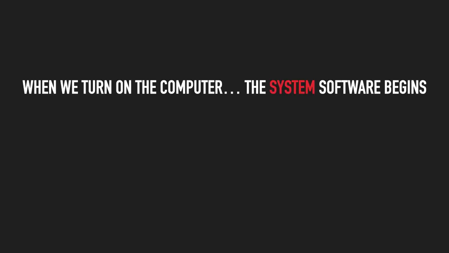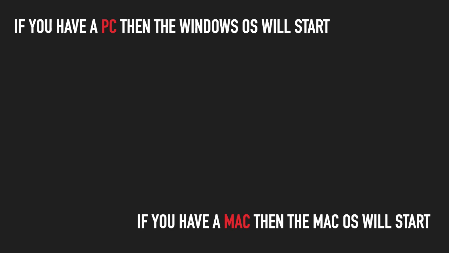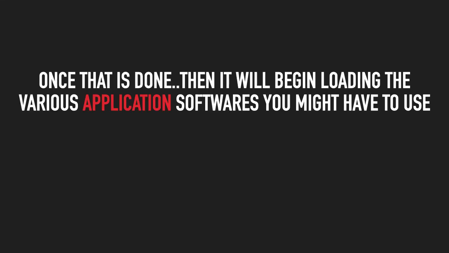So when you turn on a computer, the system software kicks in. This is the one where it will check the mouse, the keyboard, and all that stuff to make sure all that stuff is working. Now, once it knows all that stuff is working, it will turn on the OS, the operating software. So if you have a PC computer, the Windows will turn on. If you have a Mac computer, then the Mac OS will turn on.